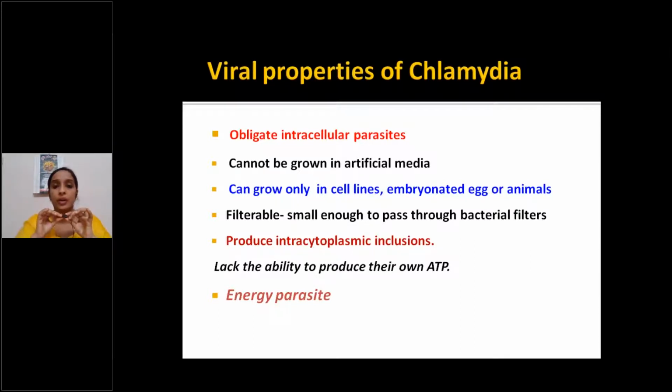It cannot be grown on artificial media like blood agar, chocolate agar, nutrient agar. It needs cell cultures, some living thing. Next, see the third point: it can grow only in cell lines, embryonic egg, or animals. All these are the major characteristics exhibited by viruses. These three properties are important viral properties, and Chlamydia also exhibits all these properties.